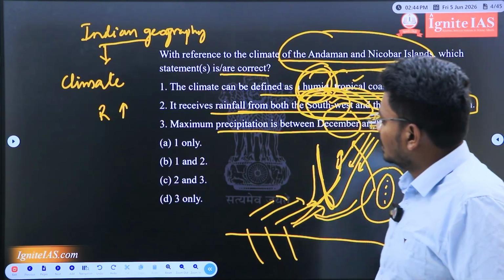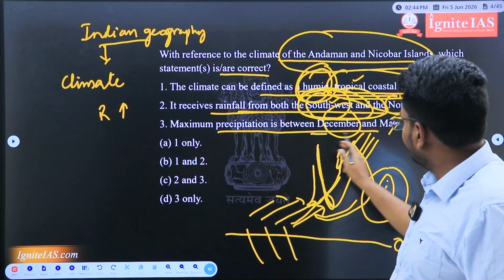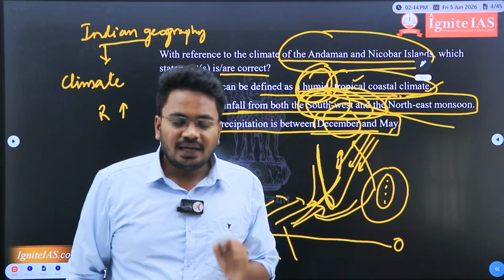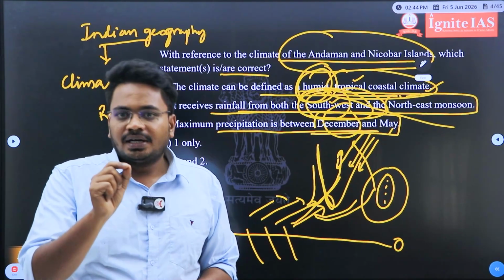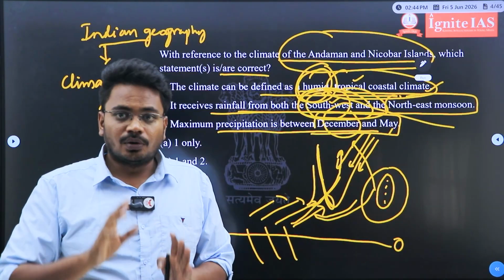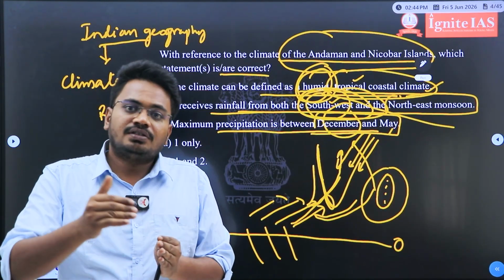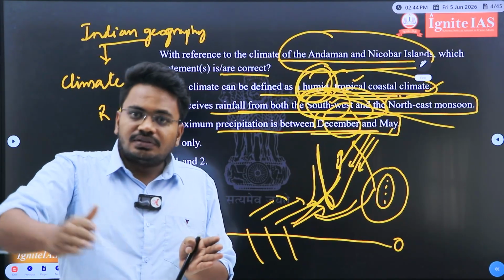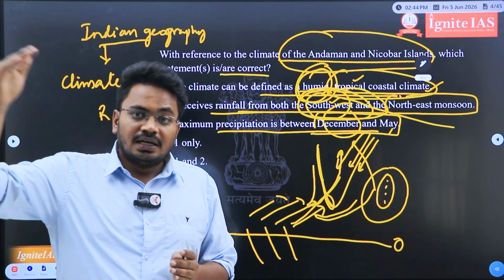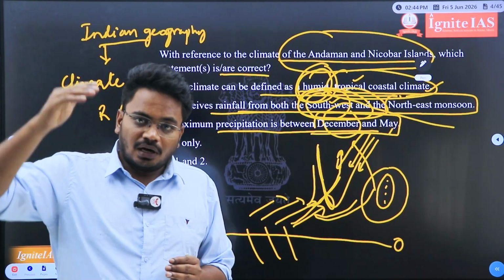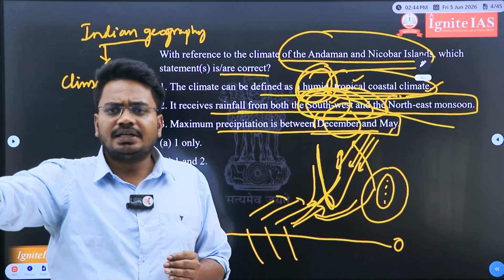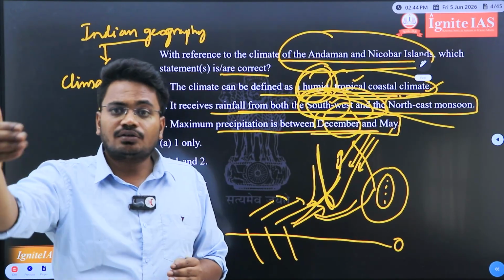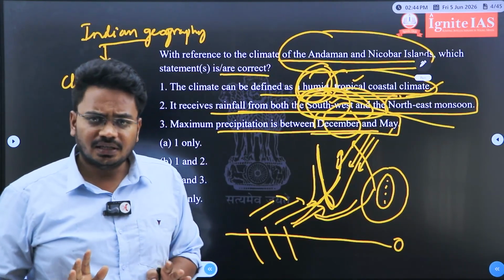Now, the third statement: the maximum precipitation is between December and May. Now, we understood that the majority of rainfall in Andaman and Nicobar happens during southwest monsoons. Now, when does the southwest monsoon happen? From the month of June up to August, September, we will be seeing the southwest monsoons. Retreating monsoons will be happening after that. After September, or else we can say October, November, December, these 3 months will be having retreating monsoons.